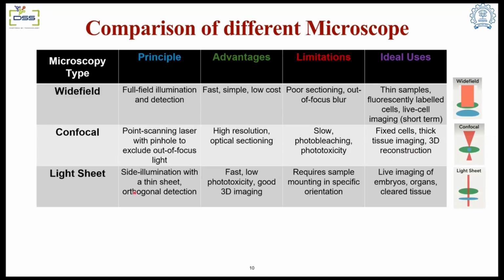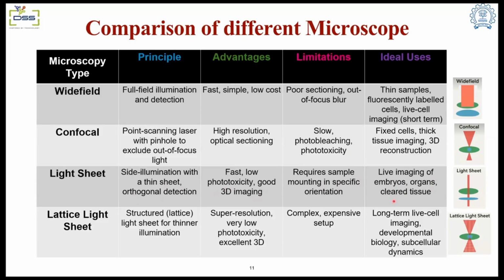Next is the Gaussian light sheet. Here there is side illumination with a thin sheet and orthogonal detection. It is fast, has low phototoxicity and gives good 3D imaging. The limitation is that it requires sample mounting in a specific orientation. However, it is good for live imaging of embryos, organs and clear tissue.